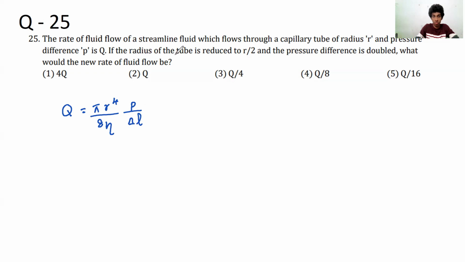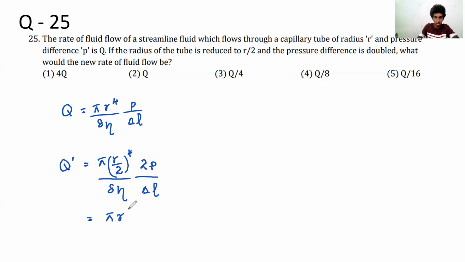So they are asking if the radius of the tube is reduced to r over 2 and the pressure difference is doubled, what would the new rate of fluid flow be? So let's take the new rate of fluid flow as Q dash, and that is equal to pi into r over 2 to the power 4 over 8 eta into 2P over delta L. So that is equal to pi r to the power 4 over 8 eta into P over delta L into 1 over 8.